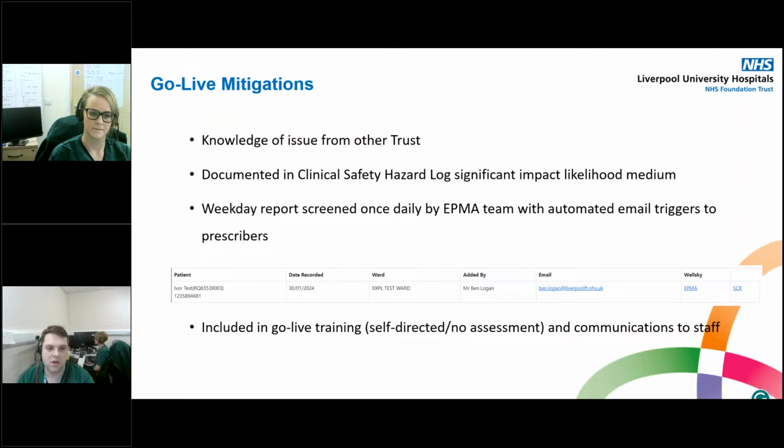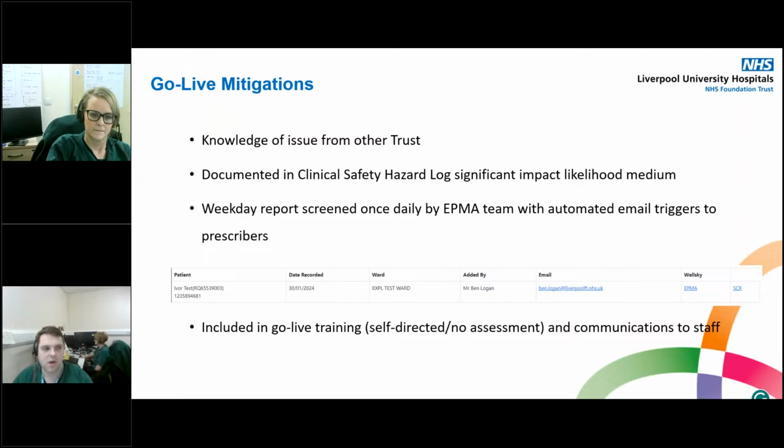We then scheduled a weekday report, so that was screened by the EPMA team. We set that up to send automated email triggers to the prescriber if they had made a mistake. We also included it in all the Go Live training, so without that knowledge, without me having seen this at another site, that probably wouldn't have gone into the Go Live training. We wouldn't have been able to send that to all our new users.